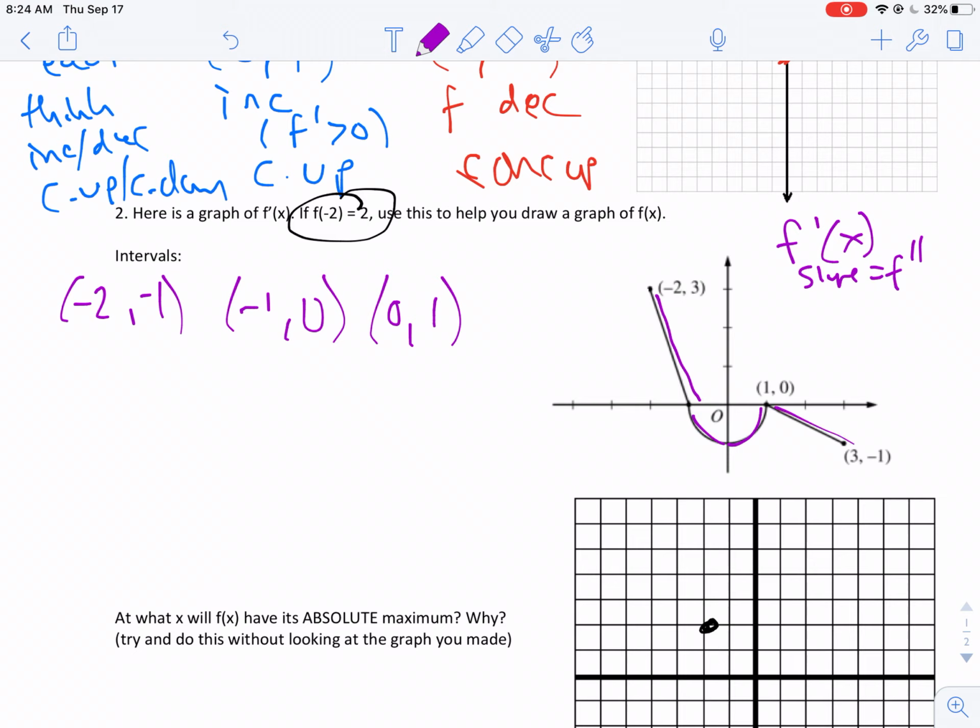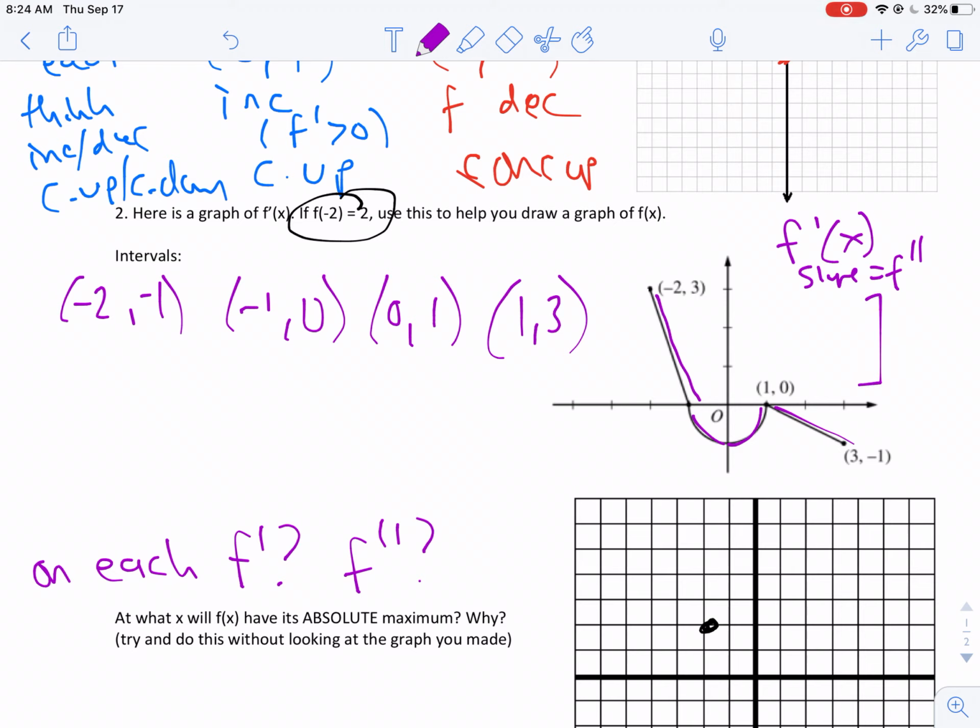And then we have this line down here from 1 to 3. Okay, so now we have these 4 intervals. So again, on each one, I'm going to think about f prime, whether that's positive or negative, and then f double prime, whether that's positive or negative.